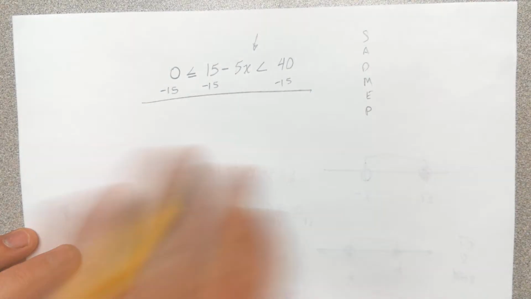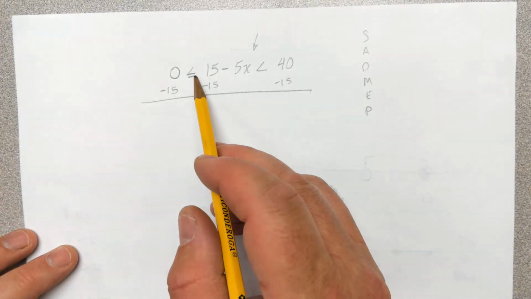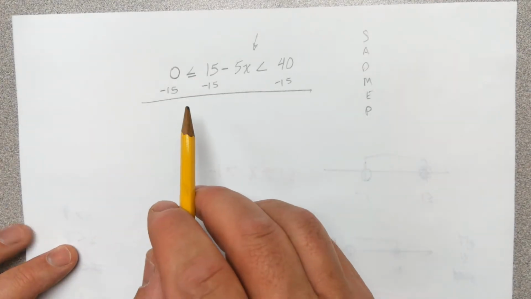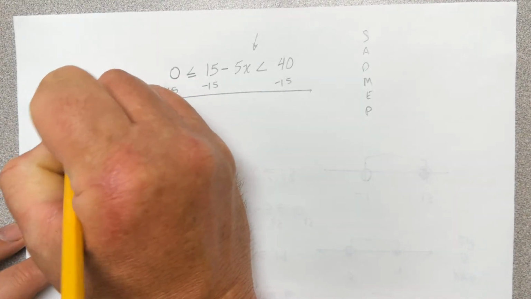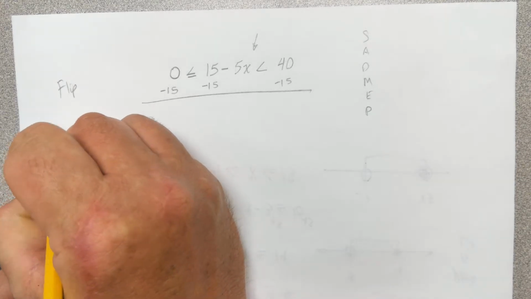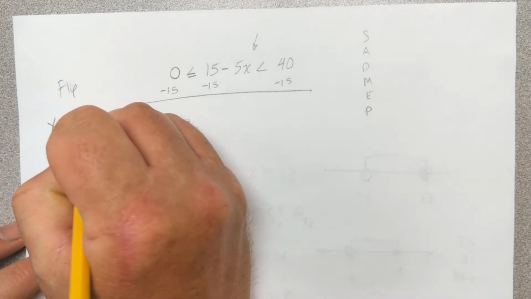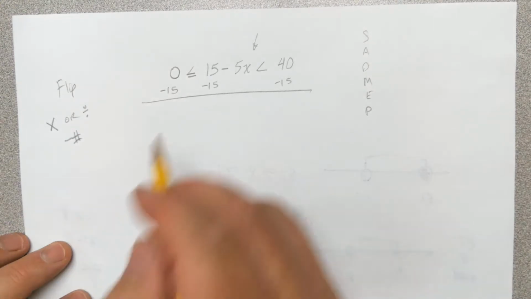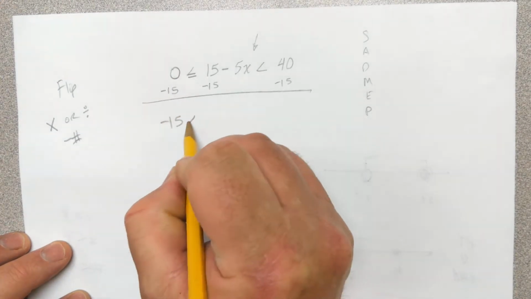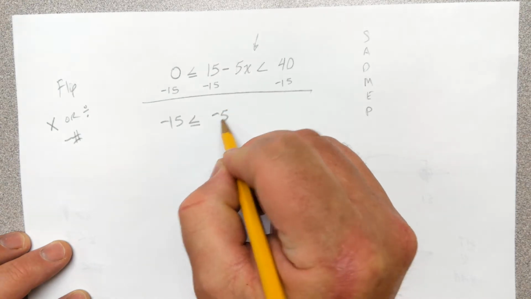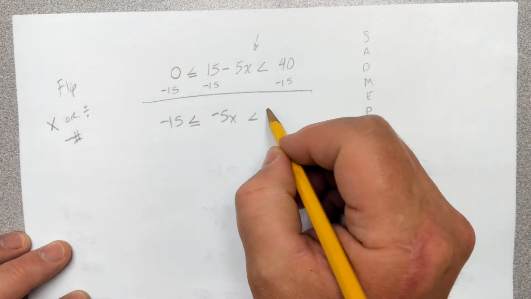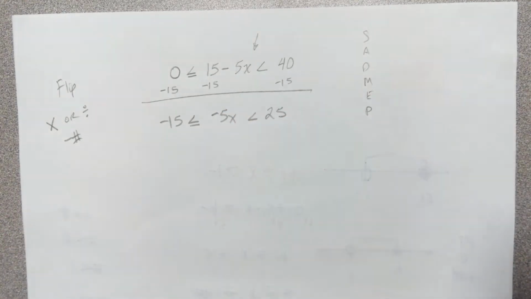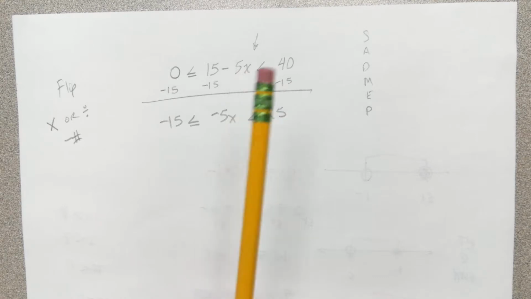Ernesto, when you're subtracting, you don't flip these inequalities, right? You only flip them if you multiply or divide by a negative number, right? So negative 15, negative 5x, 25, I hope. Yeah, Eileen, we're good? Okay, Eileen, we have to divide everything now.